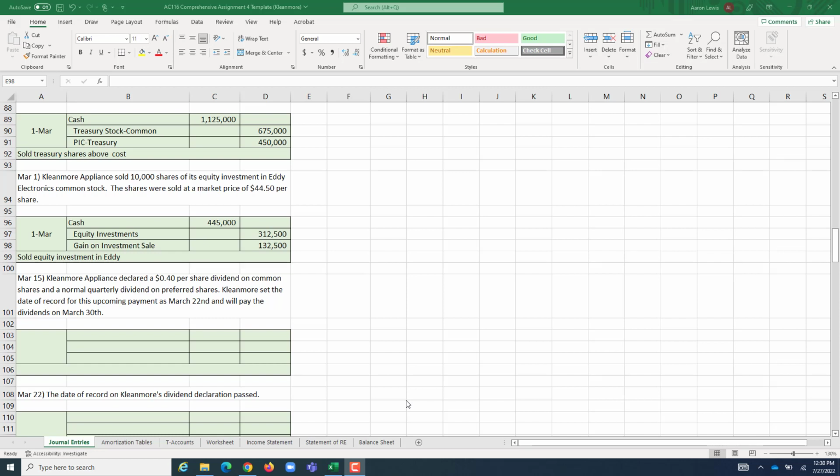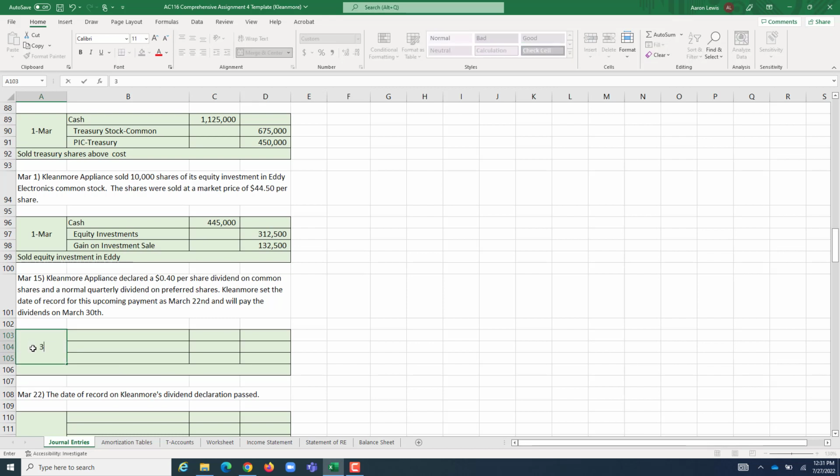First one being the date of record, which tells our shareholders that if they want to get that dividend coming in the future, they have to own it by this cutoff point. And we've set that date of record as March 22nd and declared that we are actually physically going to transfer the cash for these dividends on March 30th.